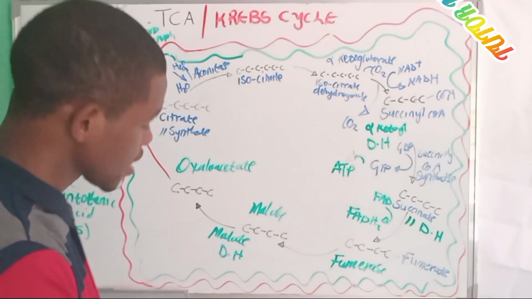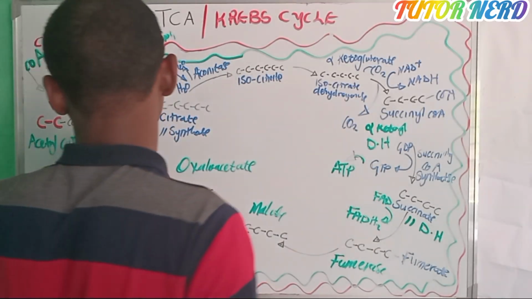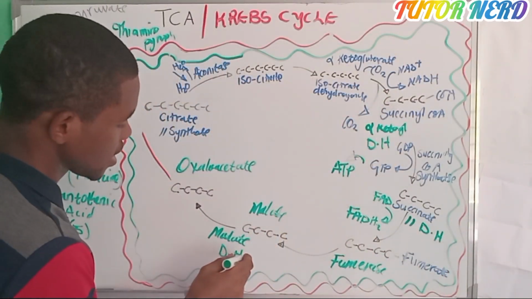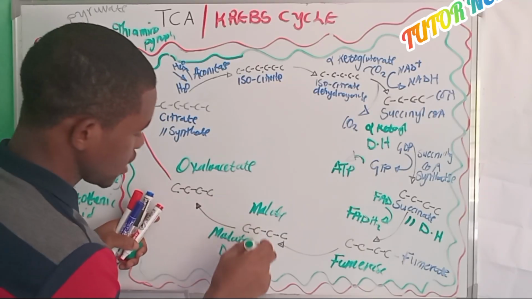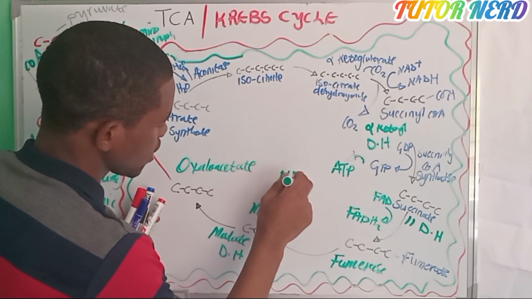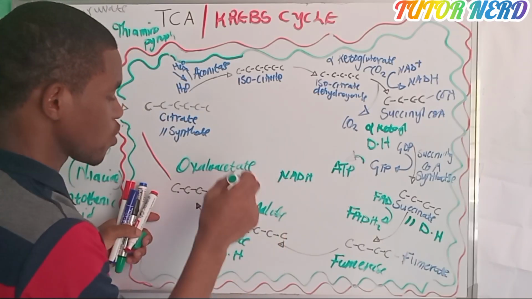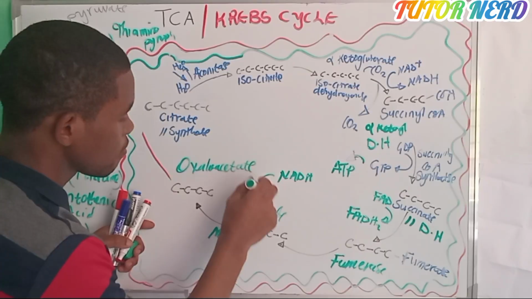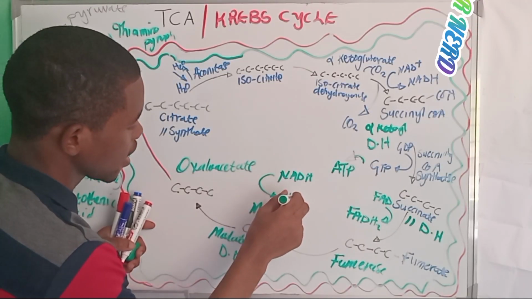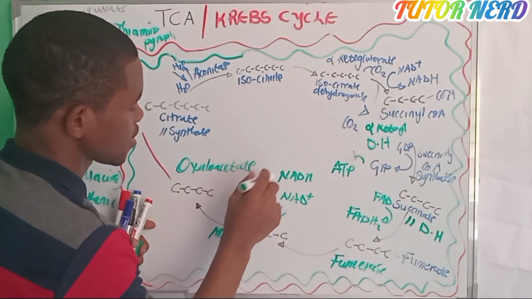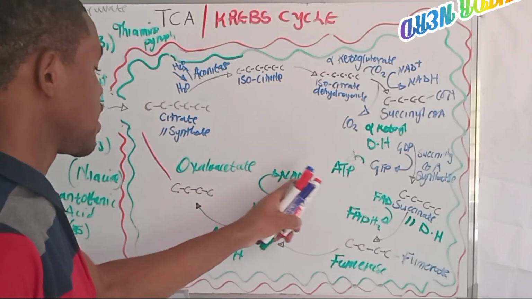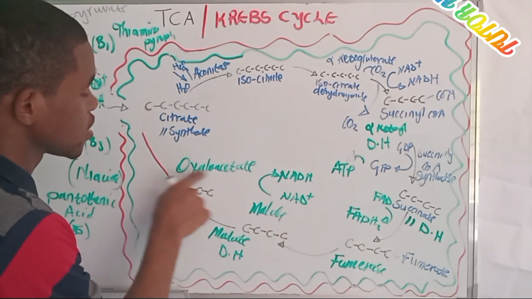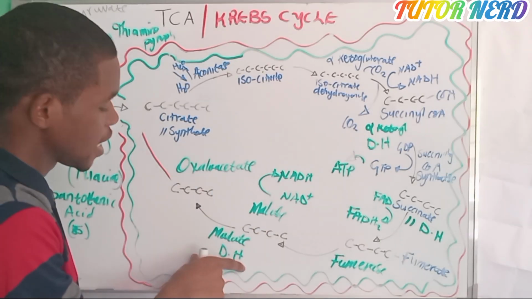Now, for this oxaloacetate to be made, this enzyme, malate dehydrogenase, since it is a dehydrogenase, here we are going to produce NADH from NAD+. So even here we have produced the NADH. It is happening here from NAD+. So let me just show that we are producing NADH from NAD+, where malate goes to oxaloacetate by the enzyme malate dehydrogenase.